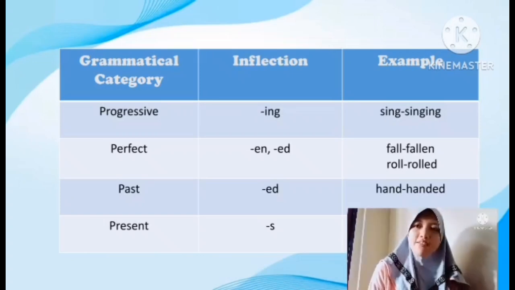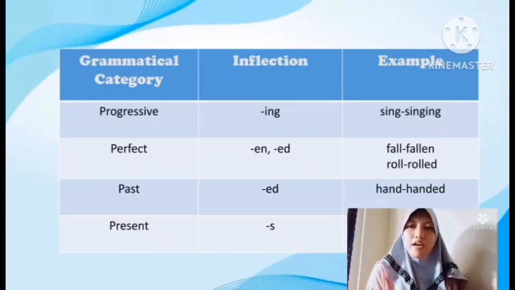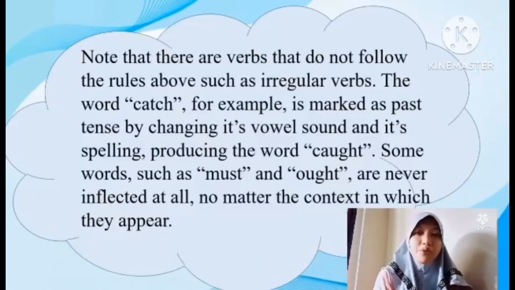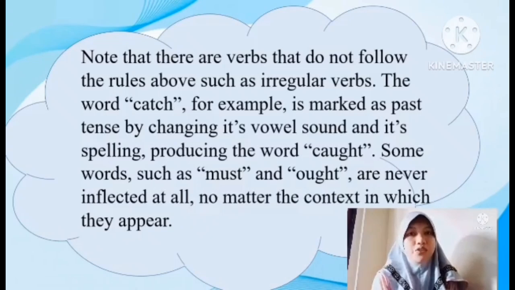Now for the present in grammatical category, that means the action is happening and probably not changing, unlike the progressive, which may change or is temporary. We have the inflection s. So for example, the word remove, if we're going to add the s at the end of it, it's going to be removes. So the note is to remember that there are verbs that do not follow the rules above, such as irregular verbs.